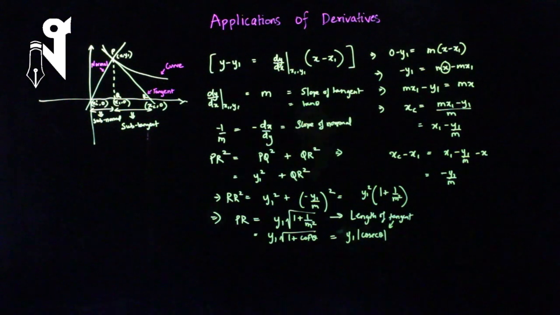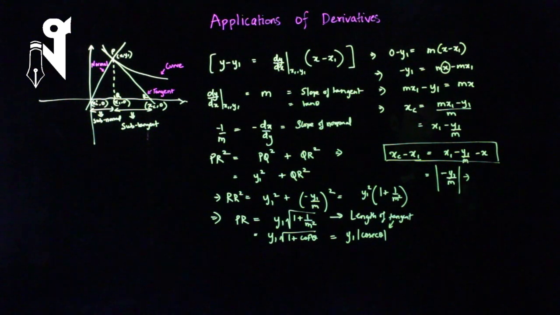Length of subtangent is quite simple. Length of subtangent I already derived in this process. Length of subtangent was nothing but xc minus x1. This step. Length of subtangent was xc minus x1. So length of subtangent is just this, minus y1 by m. Again, since it's length, I have to take a mod over here. So this is subtangent.